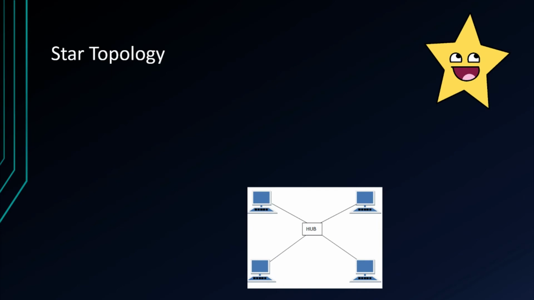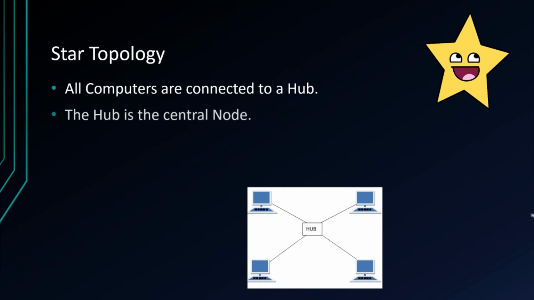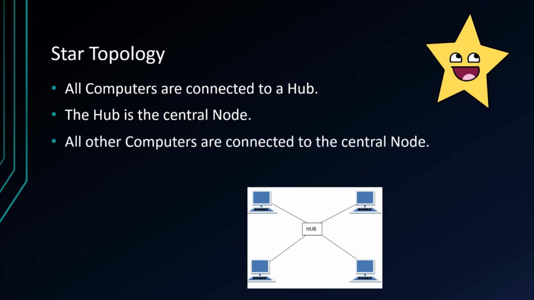Now we're going to be talking about the star topology. All computers are connected to a central hub. You can see the hub in the center here. The hub is a central node, meaning all computers are connected to it, and it will send data to and from.